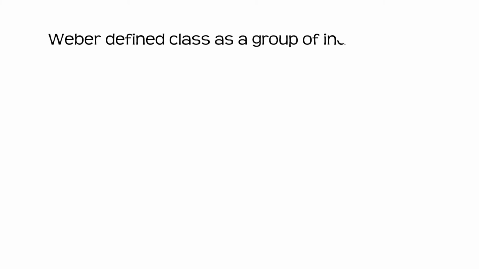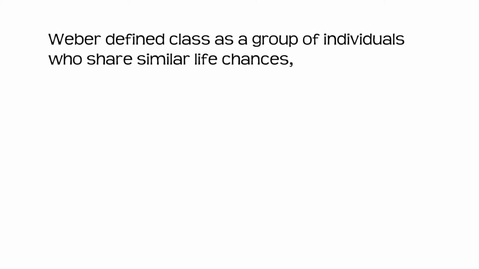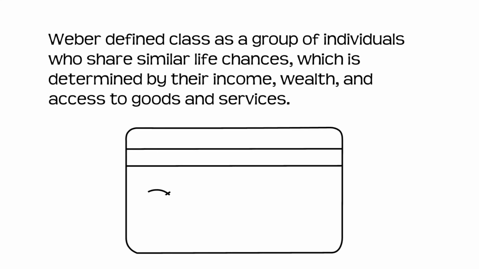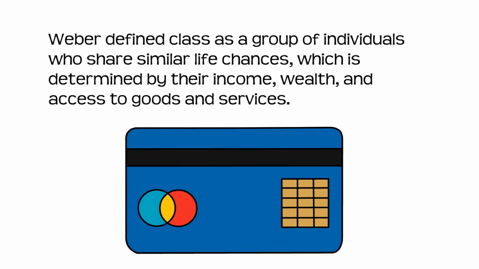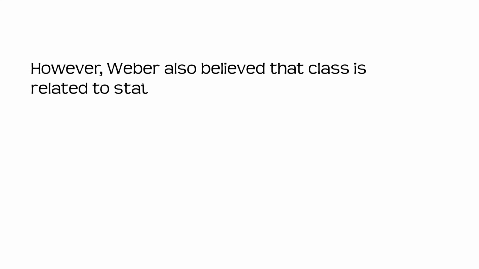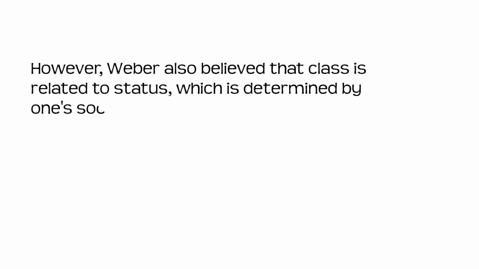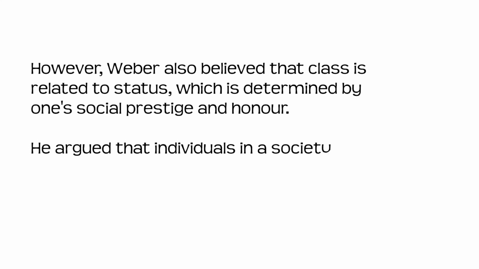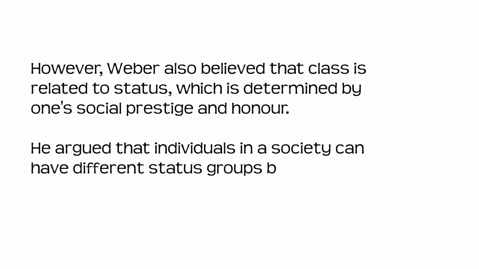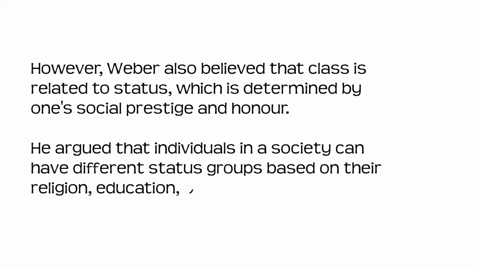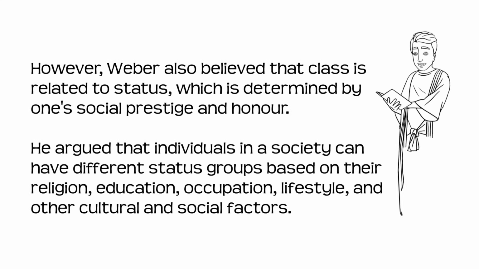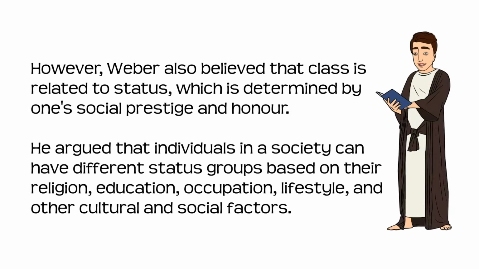Weber defined class as a group of individuals who share similar life chances, which is determined by their income, wealth, and access to goods and services. However, Weber also believed that class is related to status, which is determined by one's social prestige and honour. He argued that individuals in a society can have different status groups based on their religion, education, occupation, lifestyle, and other cultural and social factors.